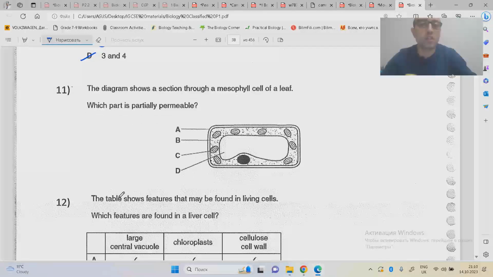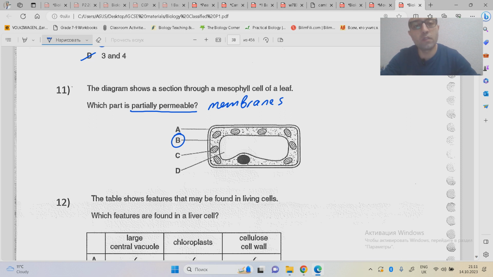Which part is partially permeable? First of all, you must know that partially permeable means that some substances pass this barrier easily, some not. This is a general feature of all membranes in biology. So all membranes in biology are partially permeable. In this picture, we have a cell membrane, most probably. It looks like B, because there's a problem in the picture. So it is B in this case, cell membrane.